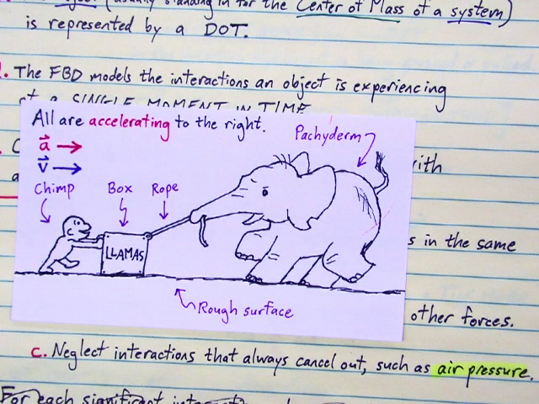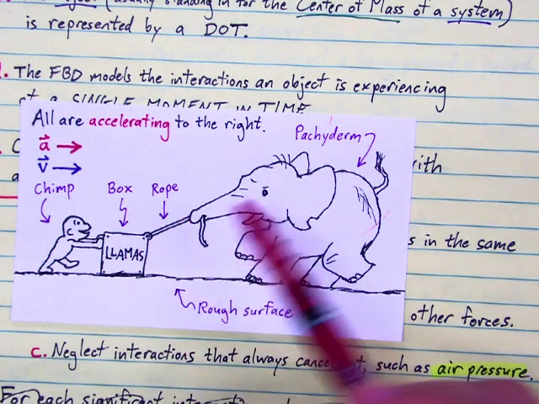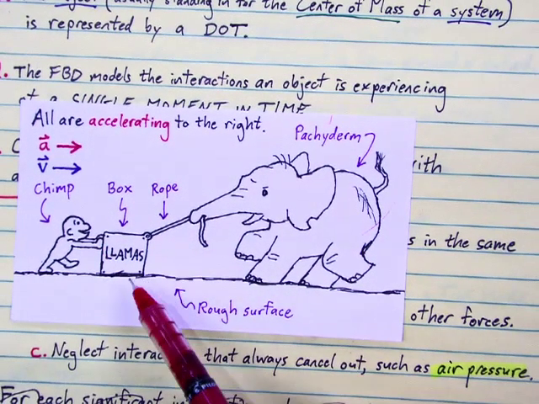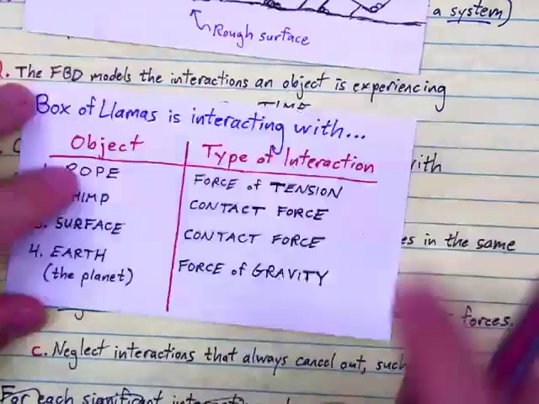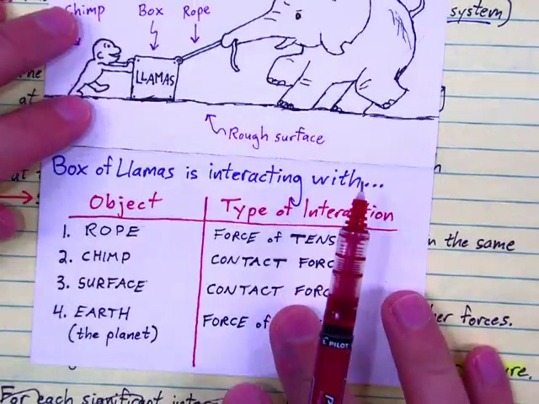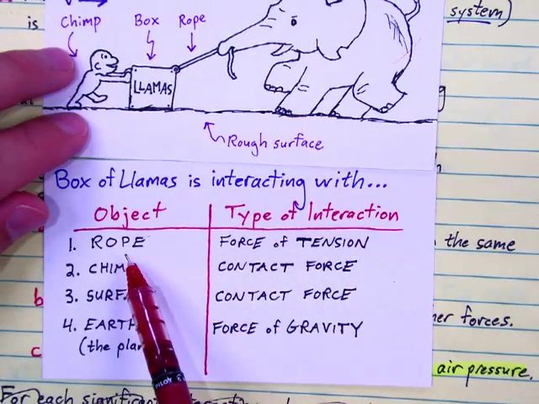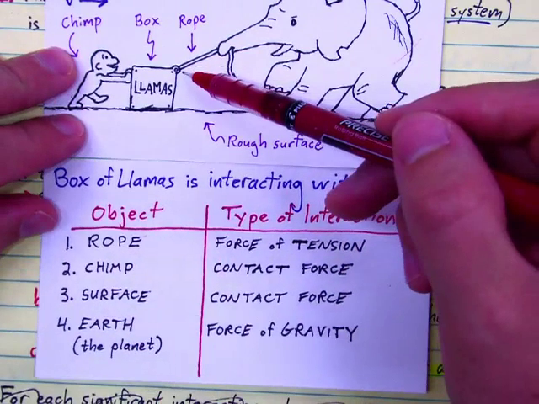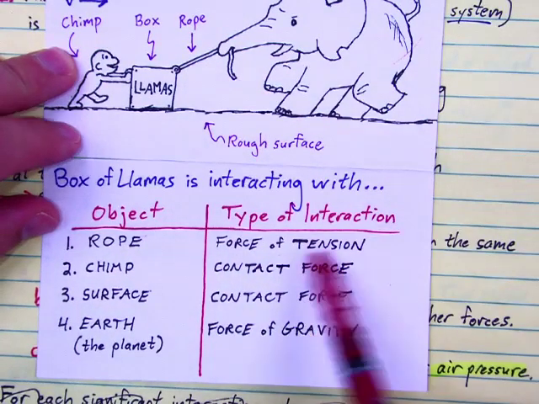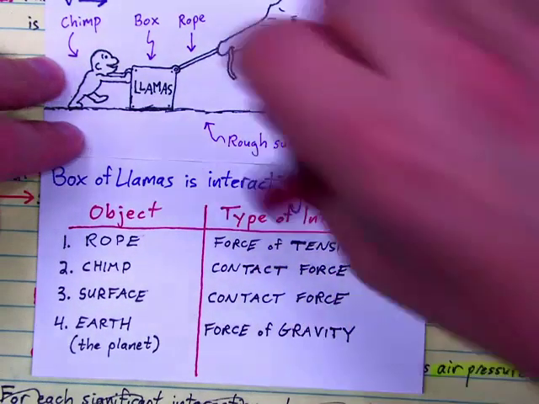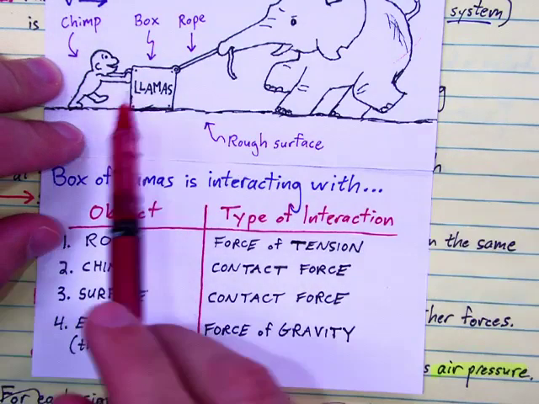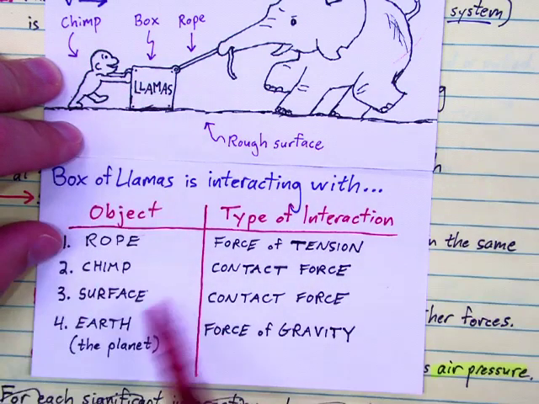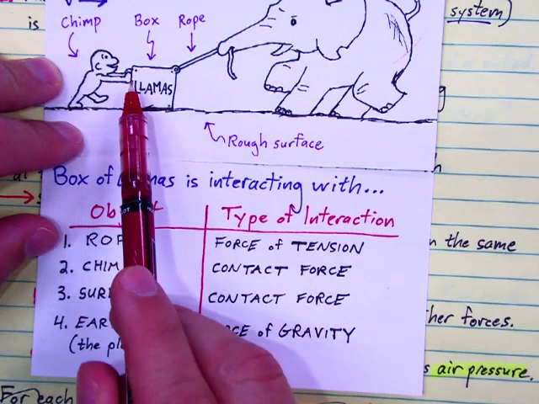Okay, so let's get an inventory of the interactions, the significant interactions that this box of llamas is actually experiencing at this moment. I count 4. The box of llamas is interacting with the rope that it's touching directly right here through a force of tension. If there's a rope or a string or a cable pulling on something, we call that a force of tension. The chimp is pushing on the box to the right, so that's a contact force. This chimp is directly touching the box.